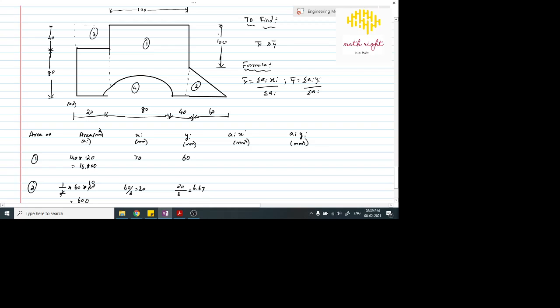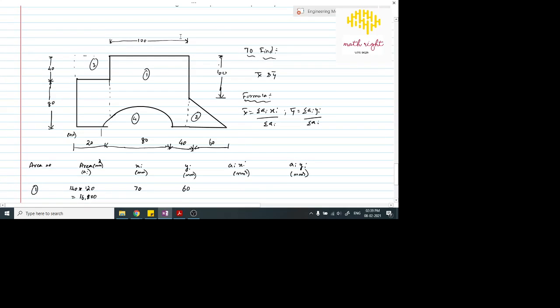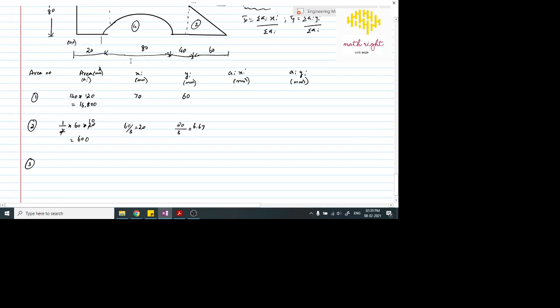Sir, if they are not the same, how do we know the 40? The total length is 140, so here it is cut as 100 and the remaining is 40. So 40 into 40. What is the value here? 1600.